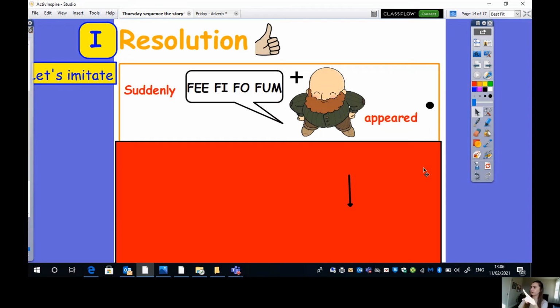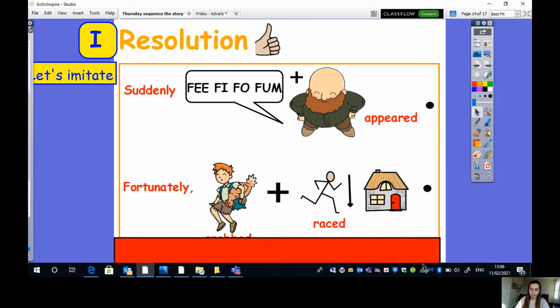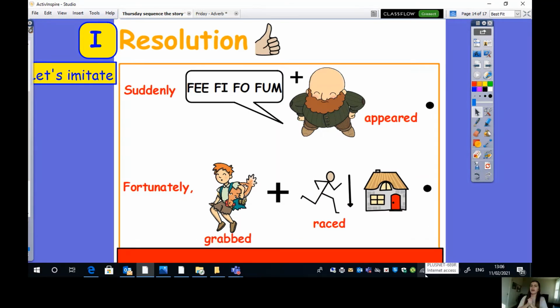He sees a very terrifying giant. So what is he going to do? Can you tell me? Well done. He's very clever and he decides to grab that expensive hen and he decides to race back down home. So he's going to race back down the beanstalk to get home.